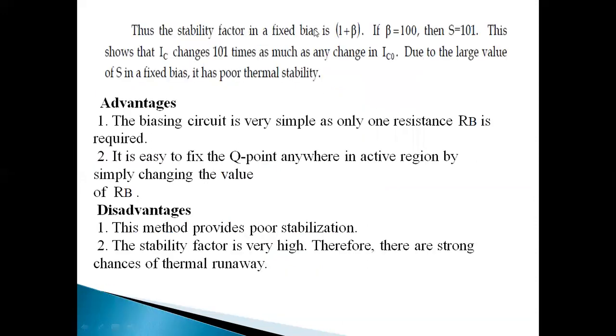Thus, the stability factor in a fixed bias is 1 plus beta. If beta is 100, then S equals 101. This shows that the collector current IC changes 101 times as much as any change in ICO, due to the large value of the stability factor in the fixed bias arrangement. It has poor thermal stability. That's why we are going to move to another biasing technique. So this is one of the disadvantages of the fixed biasing network. Coming to the advantage of this fixed bias.